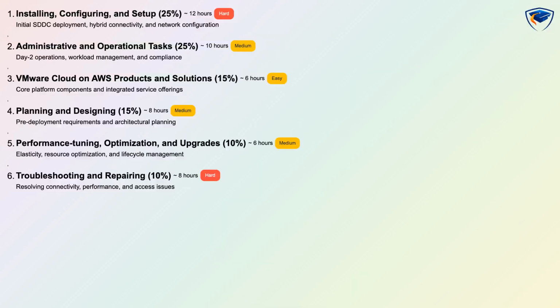The VMware Cloud Provider Specialist Exam 2019 is divided into 6 domains, each with a specific weightage. The first domain, installing, configuring, and setup, accounts for 25% of the exam. The second domain, administrative and operational tasks, also accounts for 25%. The remaining domains, VMware Cloud on AWS products and solutions, planning and designing, performance tuning, optimization, and upgrades, and troubleshooting and repairing, account for 15%, 15%, 10%, and 10% of the exam respectively.